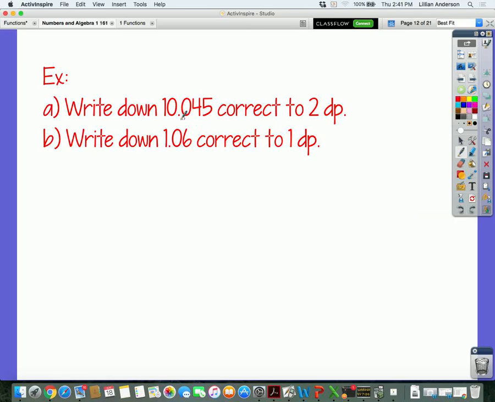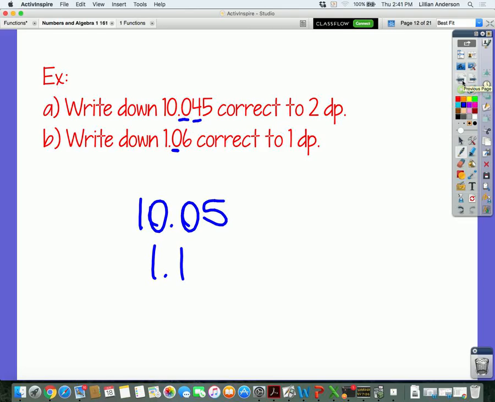2 decimal places. That's 1, 2. Am I going to round that 4 up? Yes, it's going to end up being 10.5 because that 5 tells us that we round that 4 up. 1 decimal place, that's right here. Is that going to stay at 0 or is it going to go up to 1? It goes up to 1, because that 6 tells us that we have to round up.